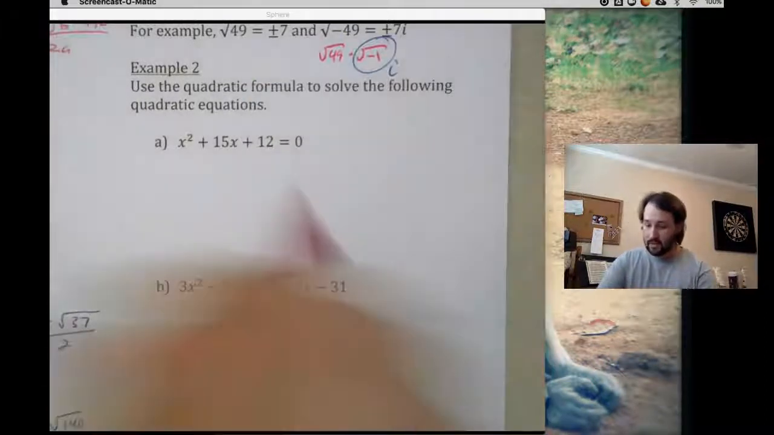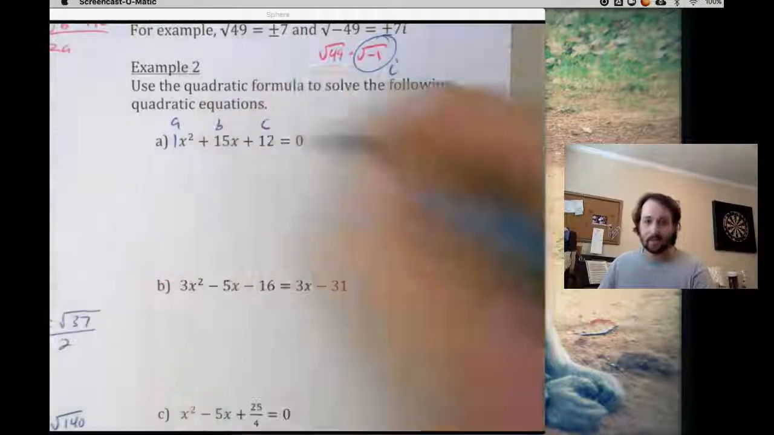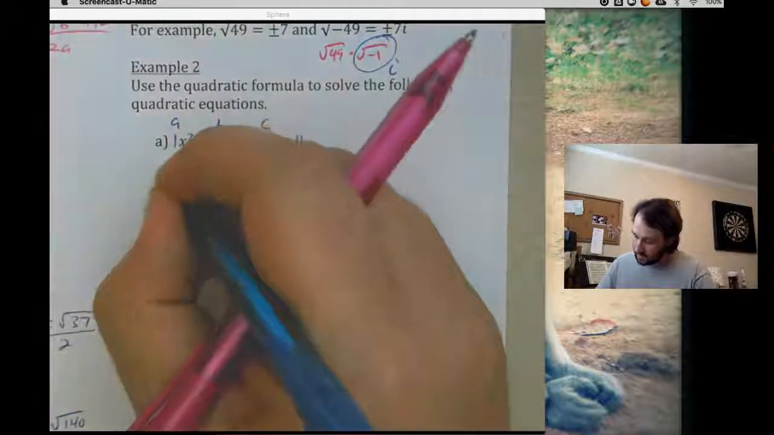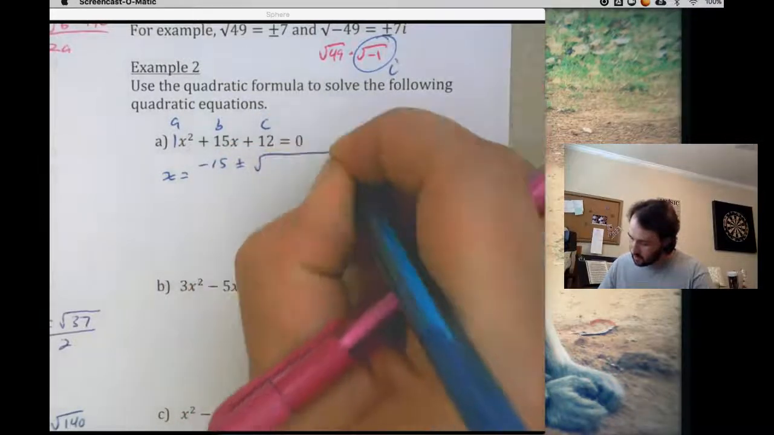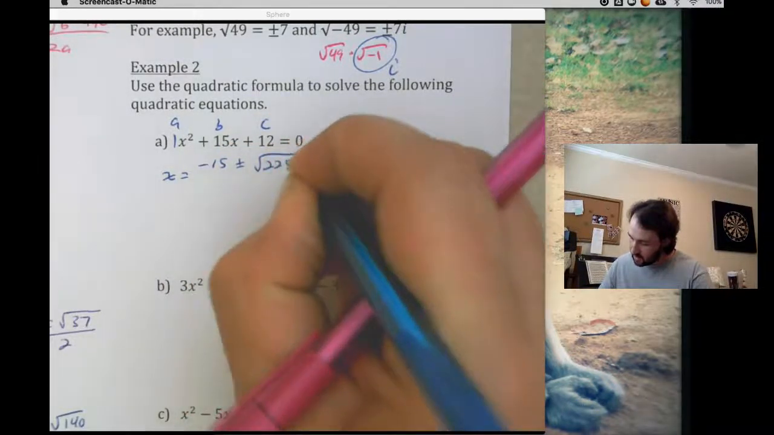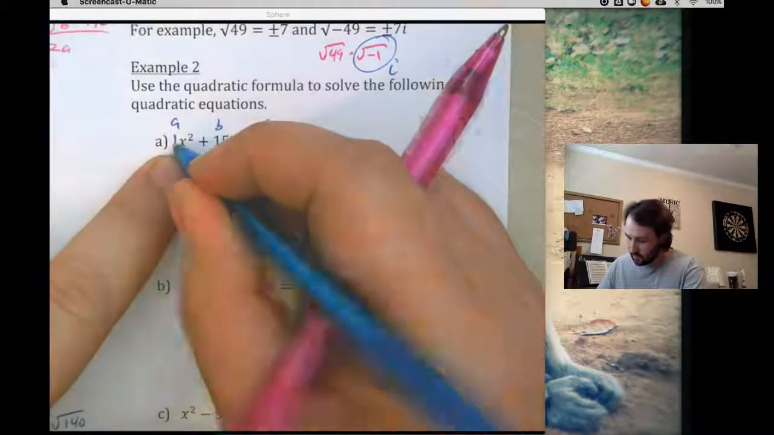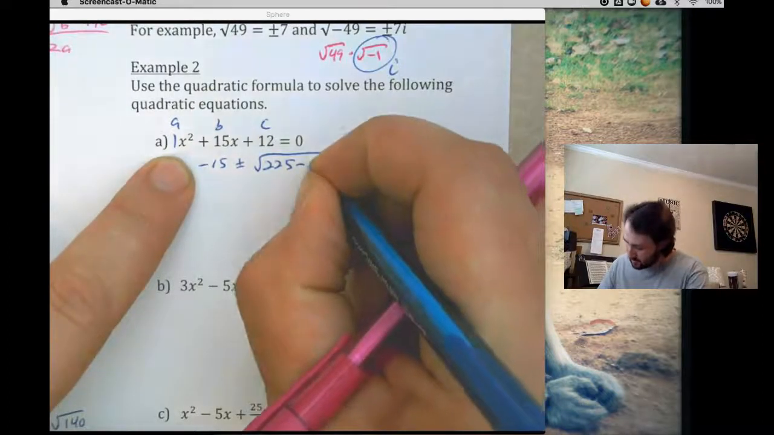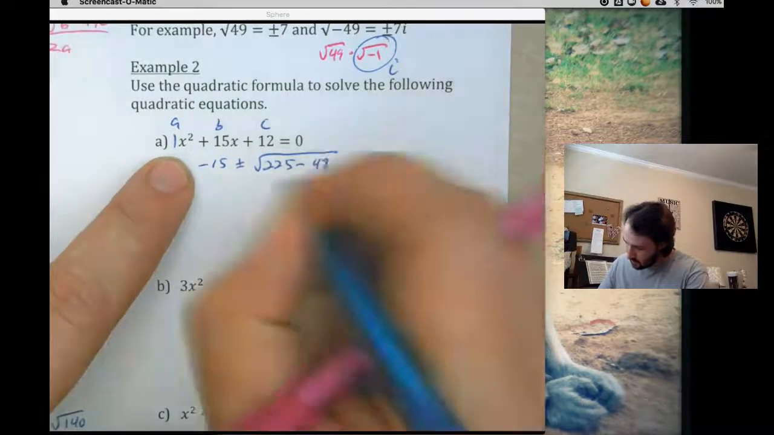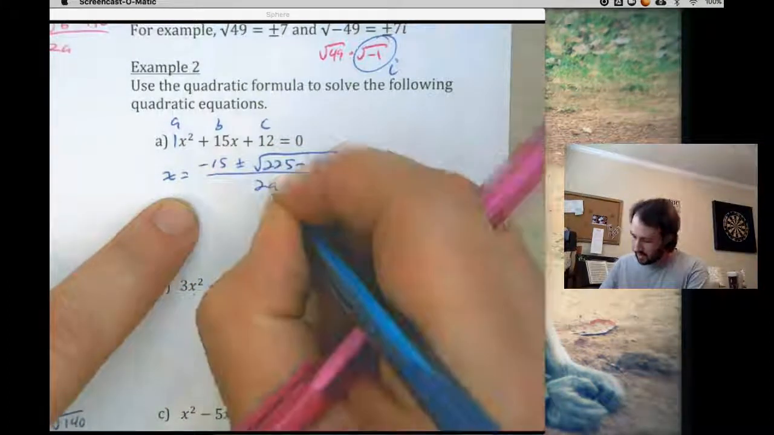Here, doing the same sort of thing. A is 1, B is 15, C is 12. So I have x equals negative b plus or minus the square root of b squared, which is 225, minus 4 times a times c. So 4 times 1 is 4, times 12 is 48. All divided by 2a. 2 times 1.